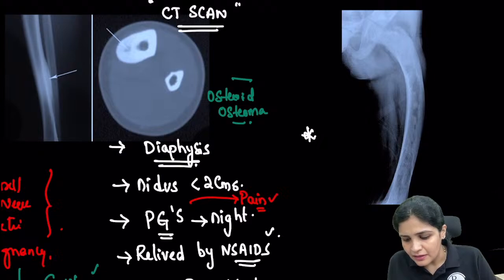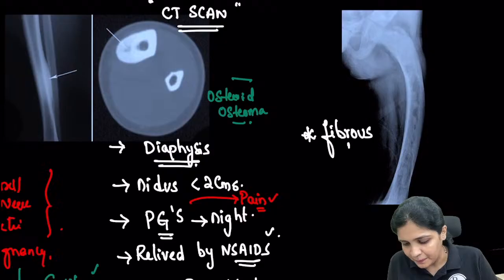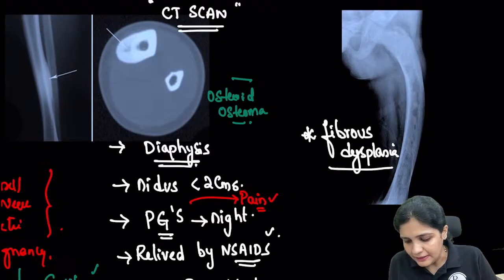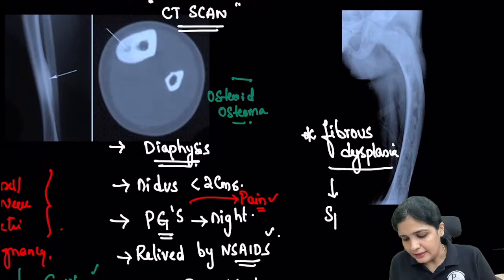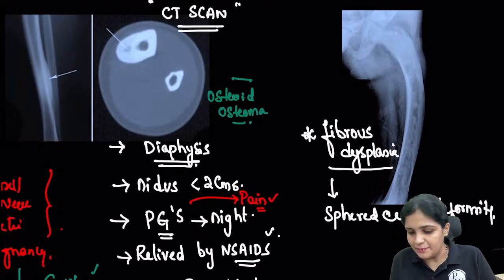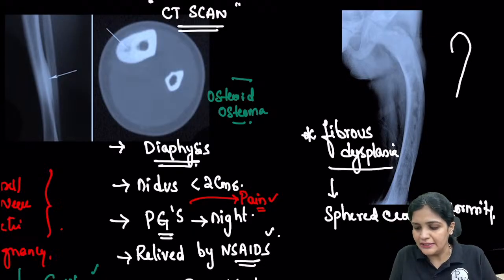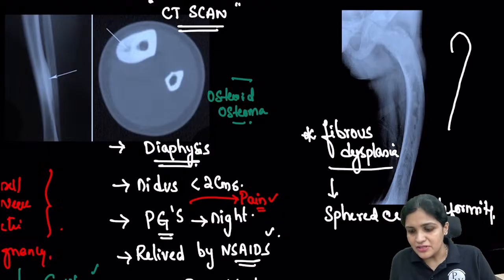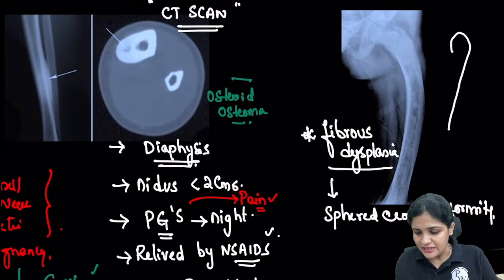Fibrous dysplasia. Yes, it is fibrous dysplasia. What is the deformity? It is called the Shepherd-Crook deformity. So it is usually like this, Shepherd-Crook, right? So this is called the Shepherd-Crook deformity, fibrous dysplasia.